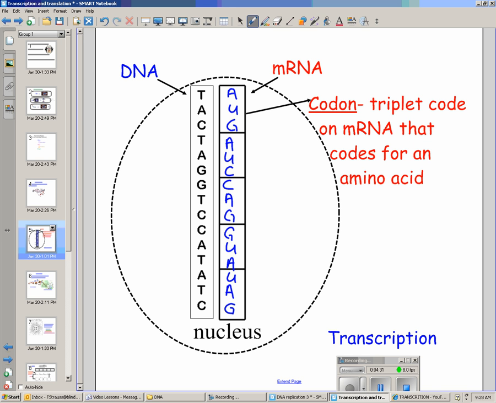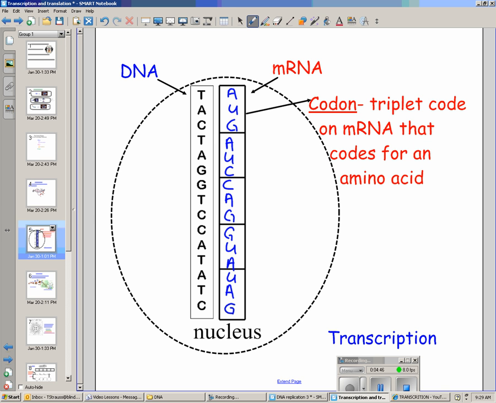And you can see that these are split up into 3 bases at a time. And we call that a codon. So each triplet on this strand of mRNA is going to be called a codon. And that's going to code eventually for an amino acid.